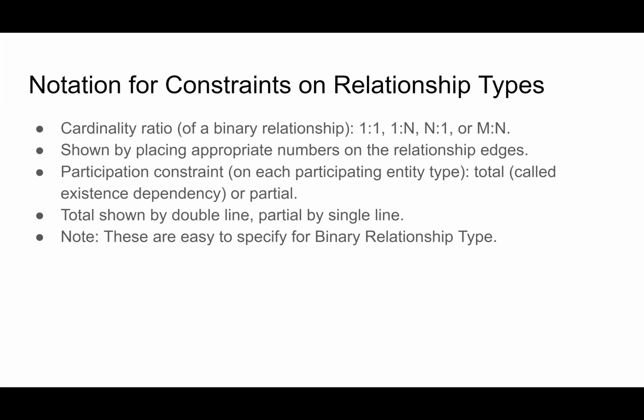So we have a notation that we follow for constraints and relationship types, the cardinality ratio. So it's shown by placing appropriate numbers on relationship edges. And we have the participation constraint as well. So there's the total participation constraint or partial participation constraint. And the total is shown by a double line and partial by a single line. So they're really easy to specify when it's a binary relationship.